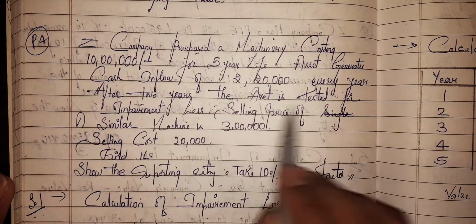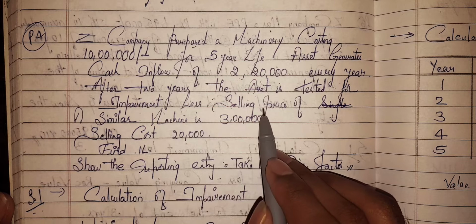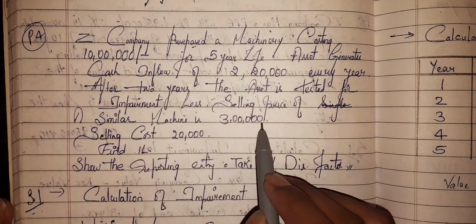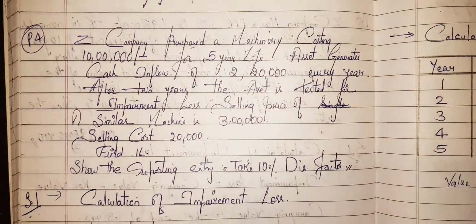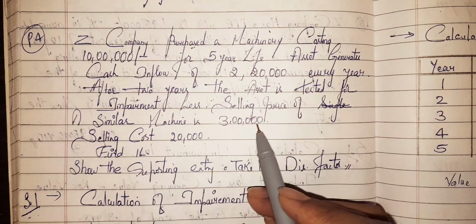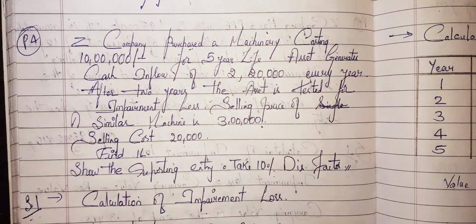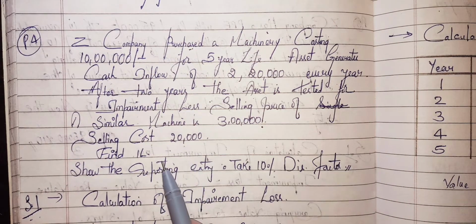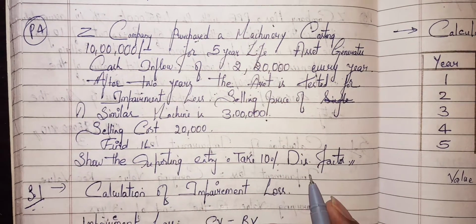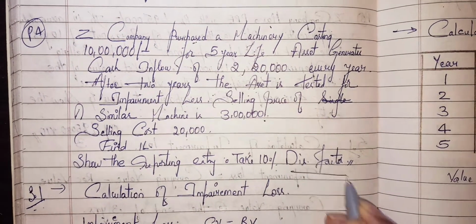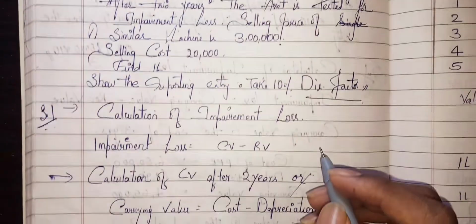The asset is tested for impairment loss. Selling price of a similar machine is 3 lakh rupees. So the same type of machine, if you sell in the market, the value of that machinery will be 3 lakh rupees. So we have to find out the impairment loss and we have to show the reporting entry by taking 10% as discounting factor. So let us now check how to solve this question.